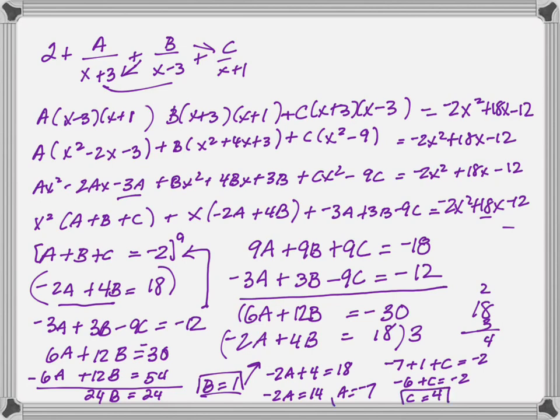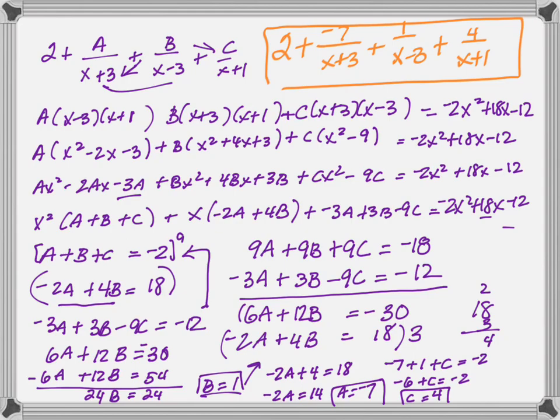So I got A, B, and C. So now go back up here. I'll do it in orange. 2 plus A, which was negative 7, over x plus 3, plus B, which was 1 over x minus 3, plus C, which is 4 over x plus 1. So there was number 4 and 3 worked out.